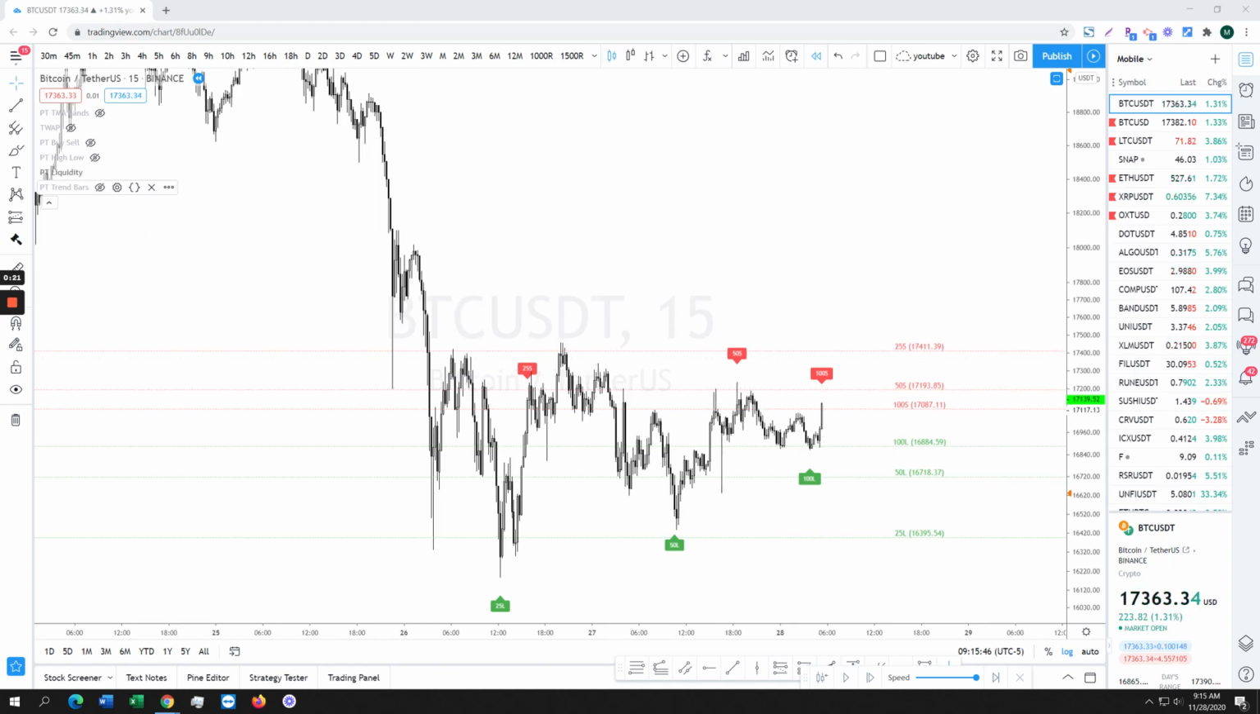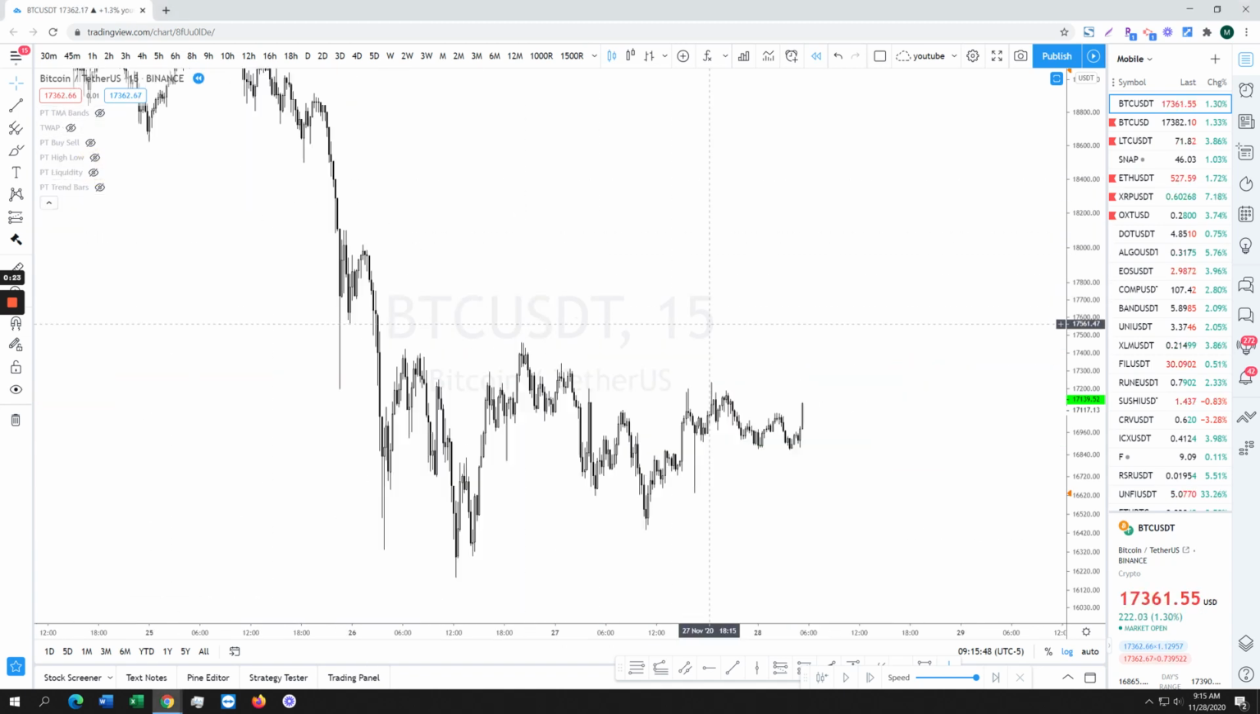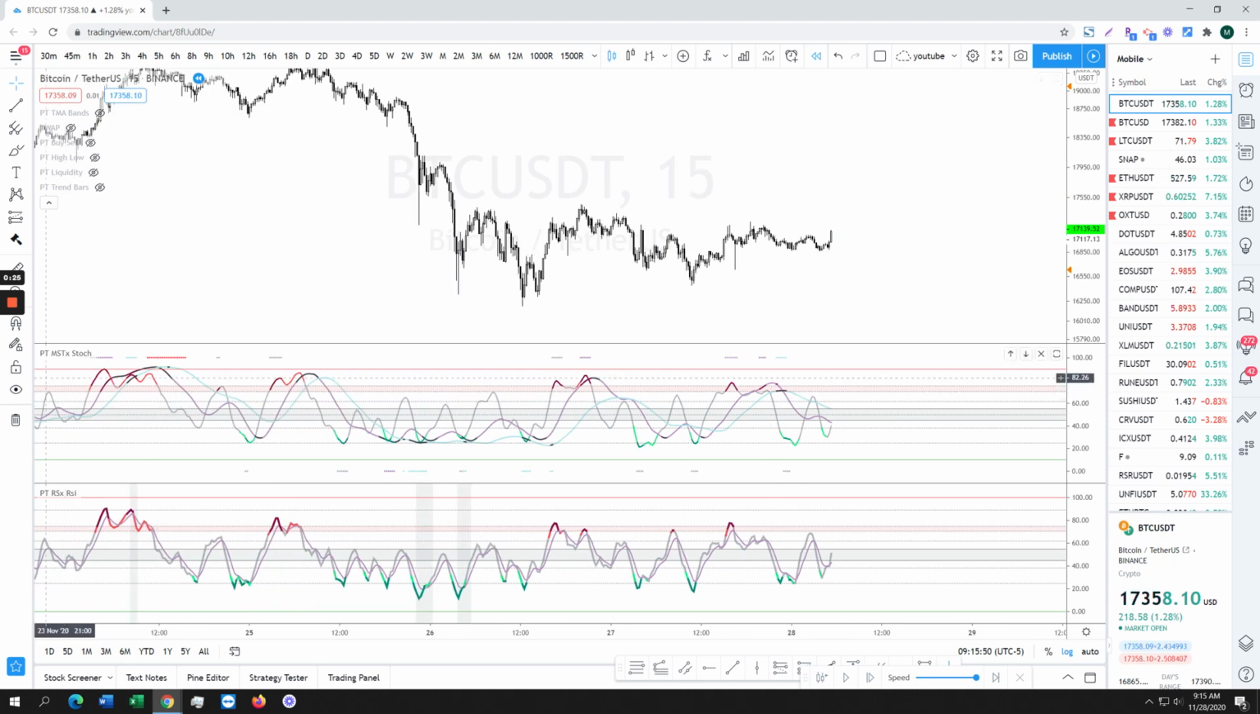All right, so if you are testing the indicators out, you have the MSTX, which is a modified version of the Stoke. It's a regular Stoke, which is modified, a lot better. It helps you catch tops and bottoms. I'll explain to you all the lines. I know it's kind of confusing.